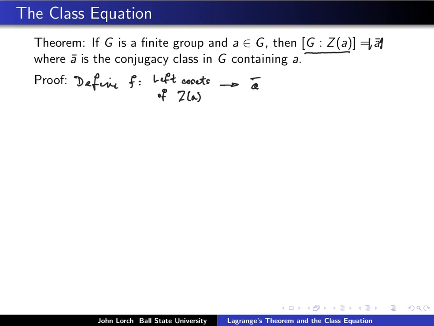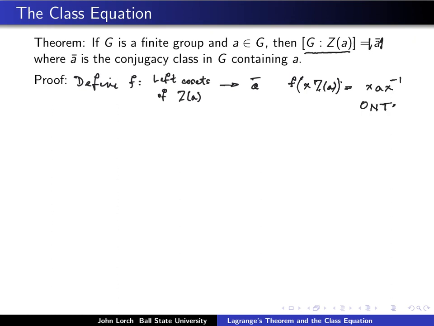And we're going to define it like this. We'll take f of a left coset of the centralizer subgroup. It's going to be sent to about the only thing that we can think to send it to. And that is this conjugate of A. Now, if this function is well-defined, then it's going to be onto, because remember, x can be anything in G, and that means that we're going to obtain all of the conjugates of A through this process.